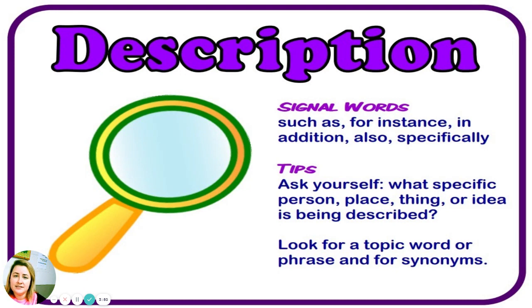You can look at the first sentence of the passage or the text and see what the author is talking about. That's usually going to be the main topic of the text.